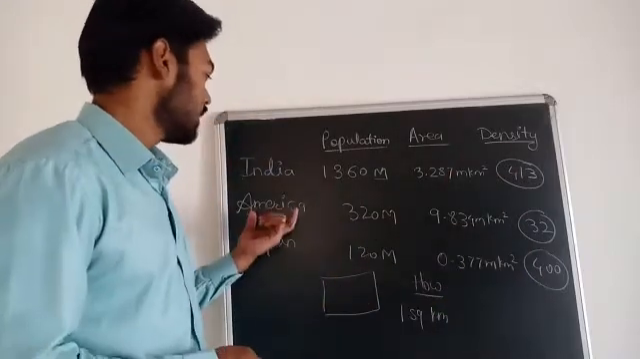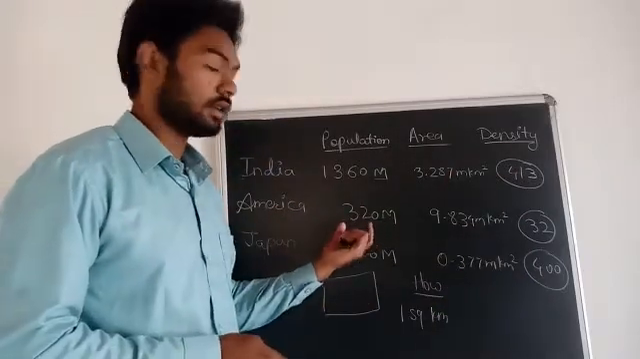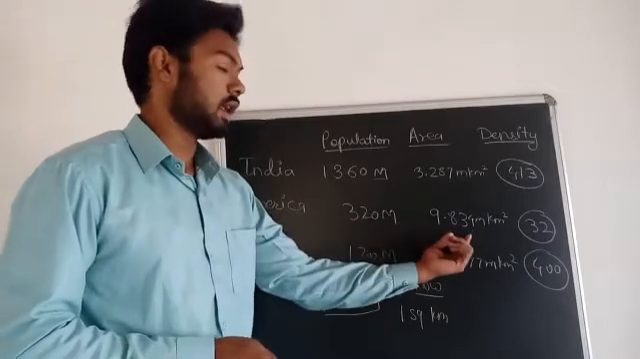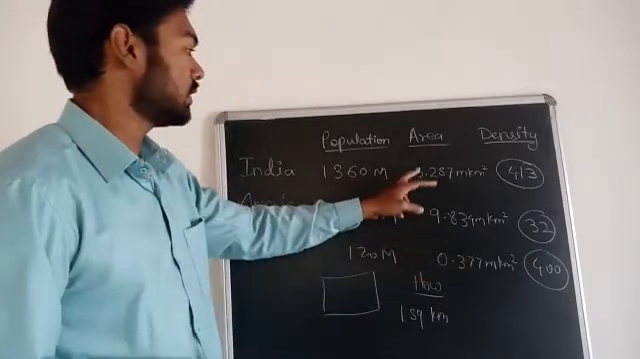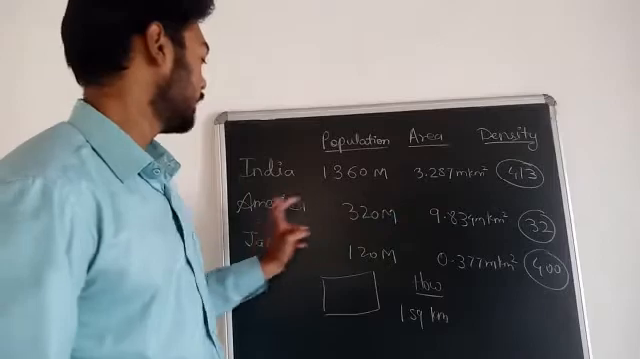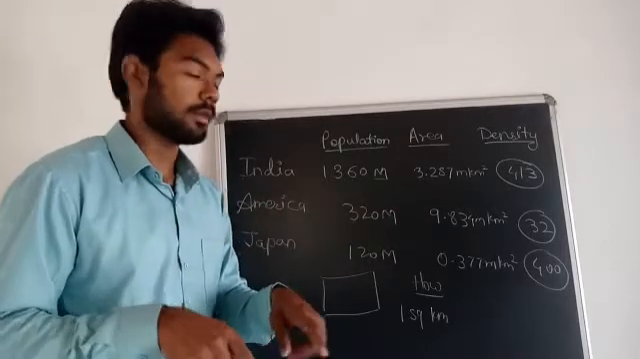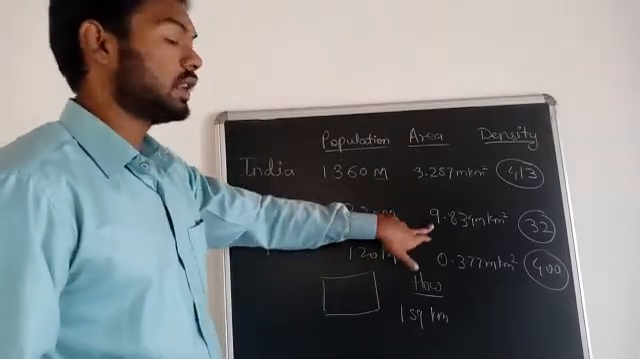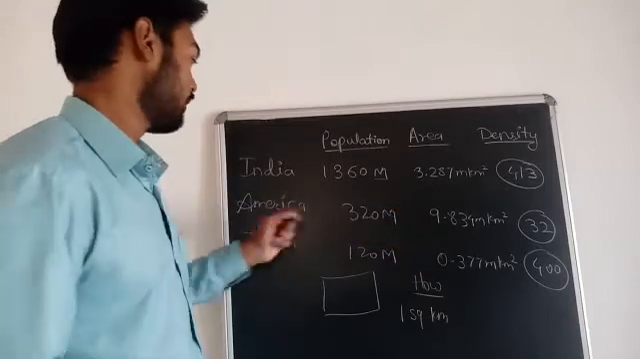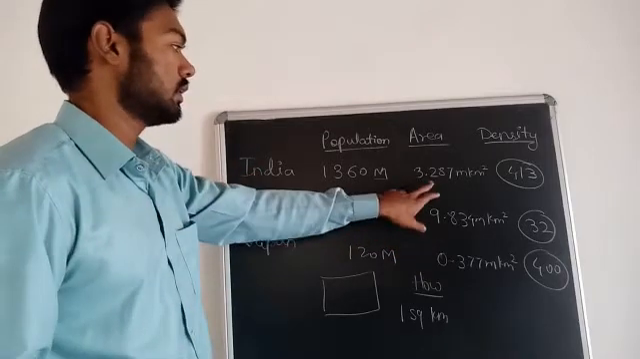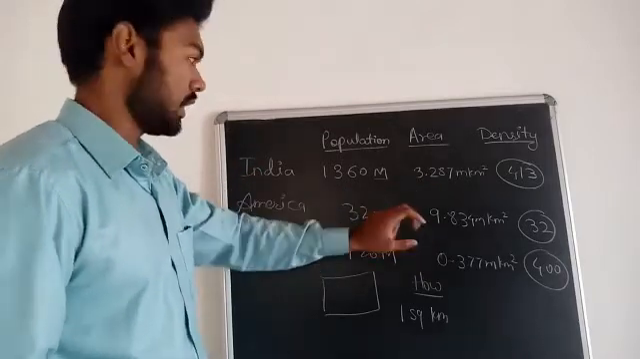So that is why you see America, even if there are 320 million people, the area of the country is very huge. You can see here the area of America, the land area I am talking about, is almost 3 times that of our country. So you can see 3 times is the area.